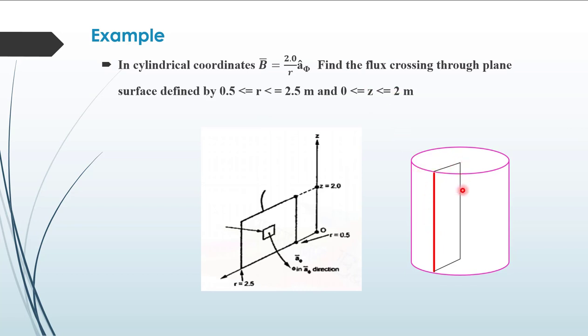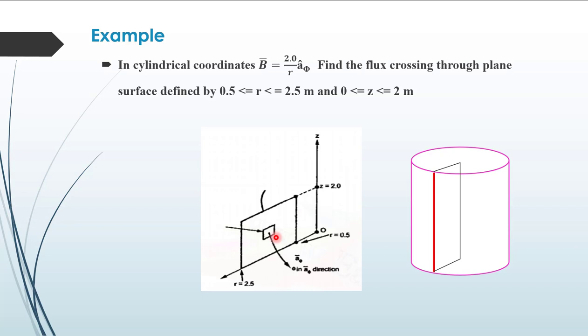So how does the φ equal to constant surface look like? If we slice the cylinder, we will get a square-like shape like this, and if I take the part of this square shape, it will look like this, because r started at 0.5 and ended at 2.5. So this part is the change in radius. Also z started at 0 and ended at 2. So this is the change in z. If I close this part, I will get a square surface.